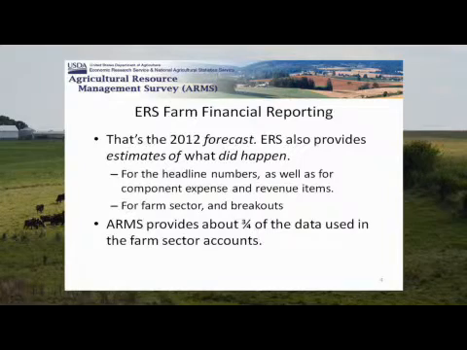We also, at the same time we provide a forecast of what will happen, provide estimates of what did happen in, for example, 2011, using the ARMS data. We provide those estimates and forecasts for the big headline numbers, net farm income, as well as for component expense and revenue items. We do it for the farm sector, for farm businesses, and for farm households. The ARMS provides about 3/4 of the data used in what we call the farm sector accounts.